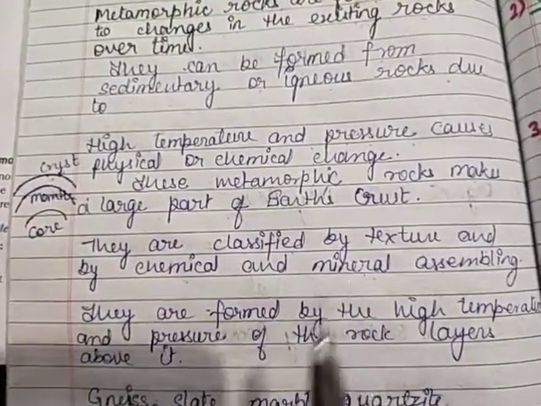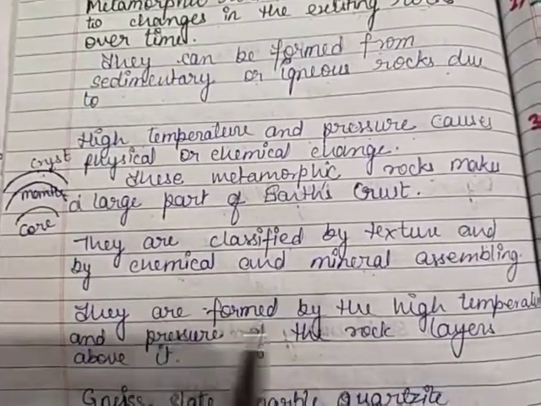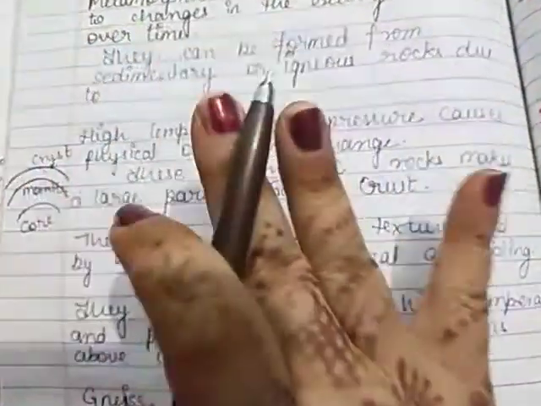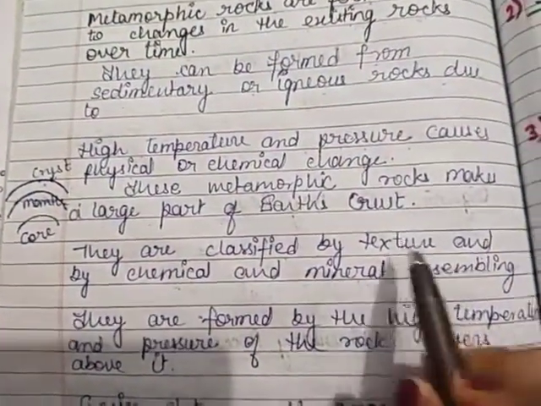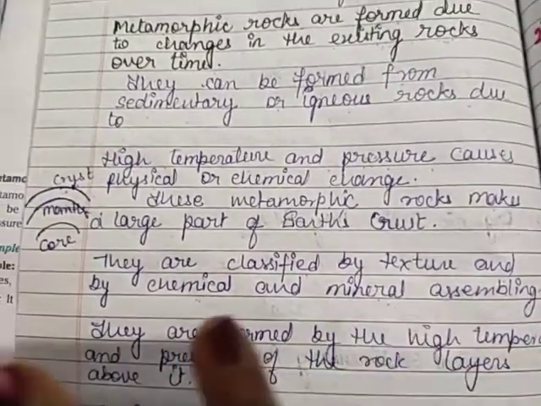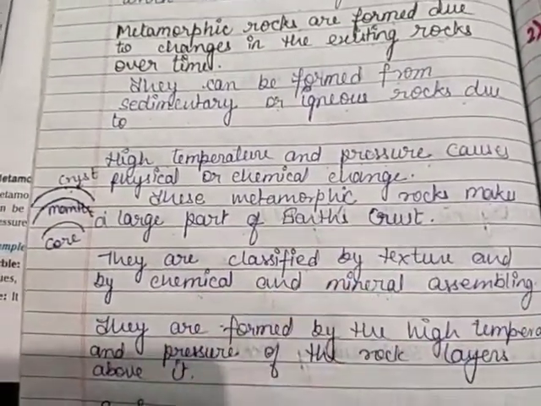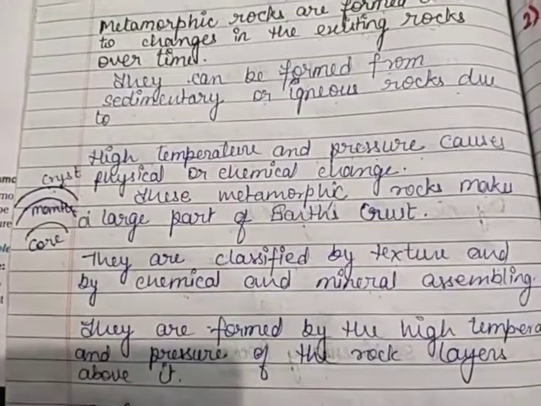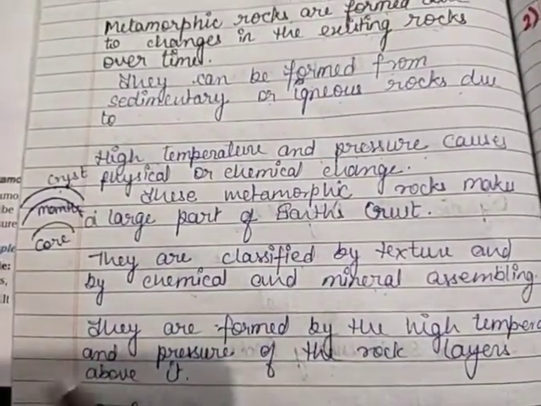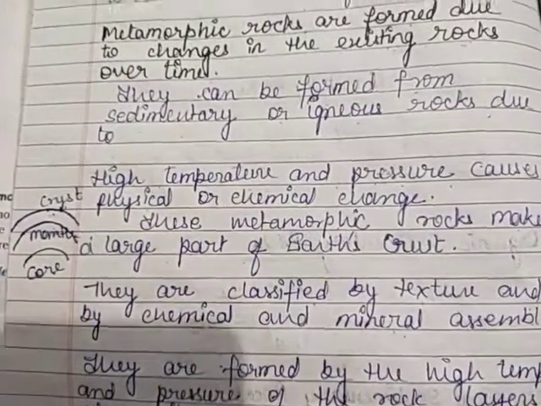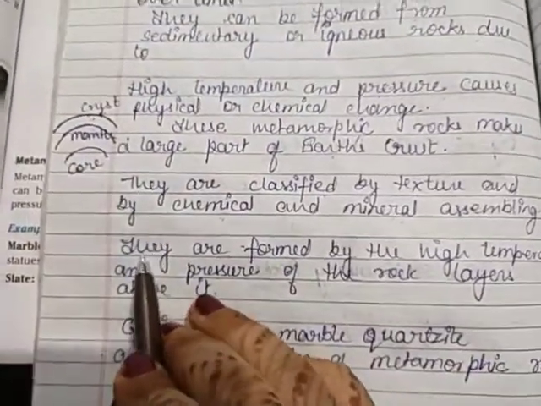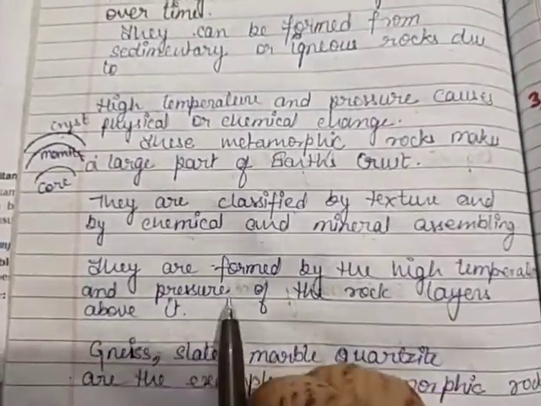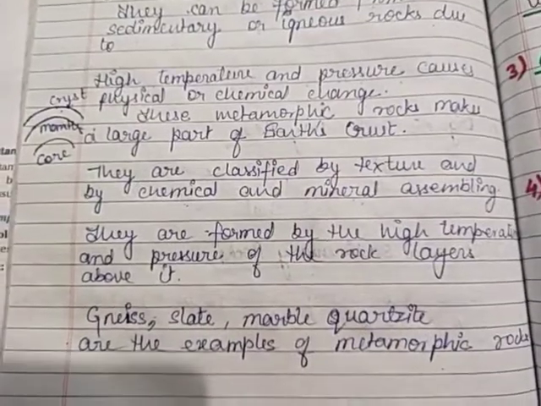Every metamorphic rock has different chemicals and minerals assembled in it, and its texture, how the outer surface looks, this is known as texture. Texture is the quality of the outer surface. Sometimes rocks are very smooth, sometimes very rough, so this will be the texture of the rocks. Now the next point: these metamorphic rocks are formed by the high temperature and pressure of the rock layers above it.